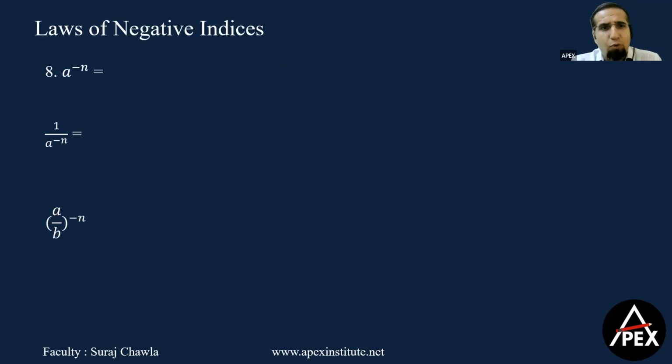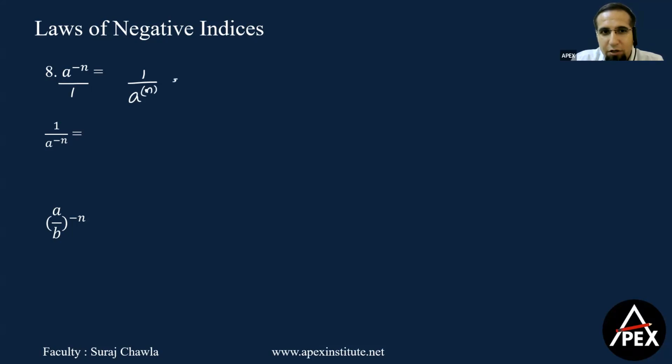Right, now let's look at one more law. This is a law of negative indices. Now, what if the power is negative? Till now, we have seen the power is positive, right? Now, if I have 1 by a to the power minus n, let's say. If I want to make the power positive, I have to flip the fraction, right? So this 1 goes on to the numerator and the denominator has a to the power n here.